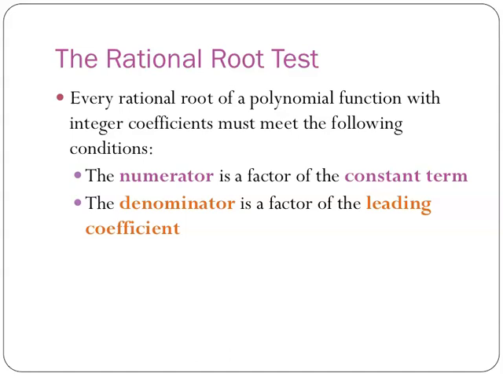So what this means is that if you have a polynomial function and it has rational roots, all of those rational roots are going to be in the form where you can write it such that the numerator is a factor of the constant term and the denominator is a factor of the leading coefficient.